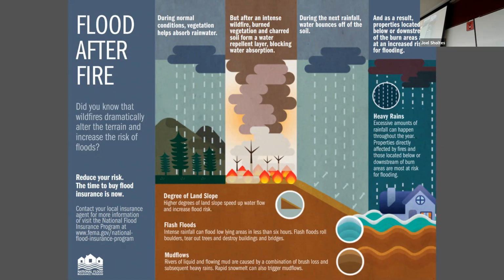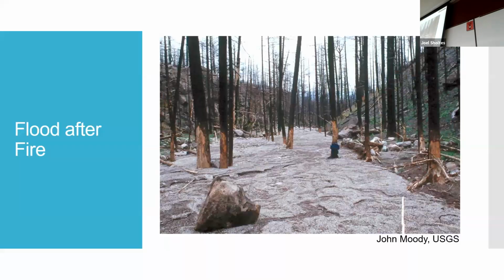And this happens because a lot of these fires are happening in steep mountain areas, right? So here's a picture of the debris flow that happened. You can see everything burnt. You guys see all these rub marks here? That's from the debris flow.